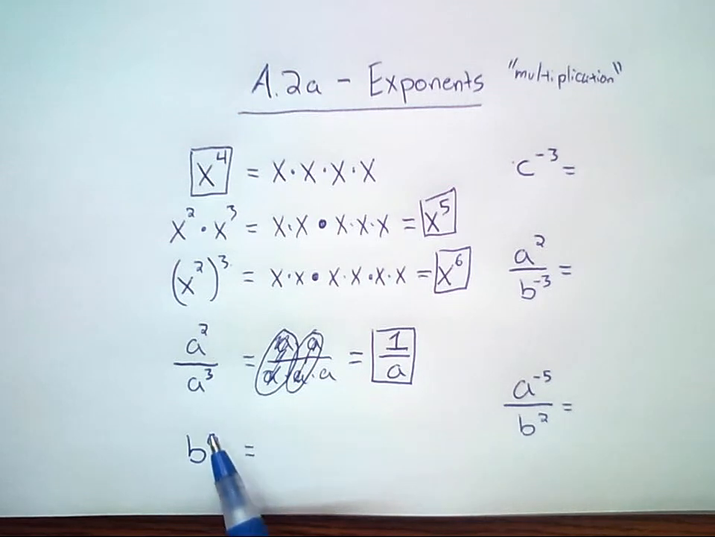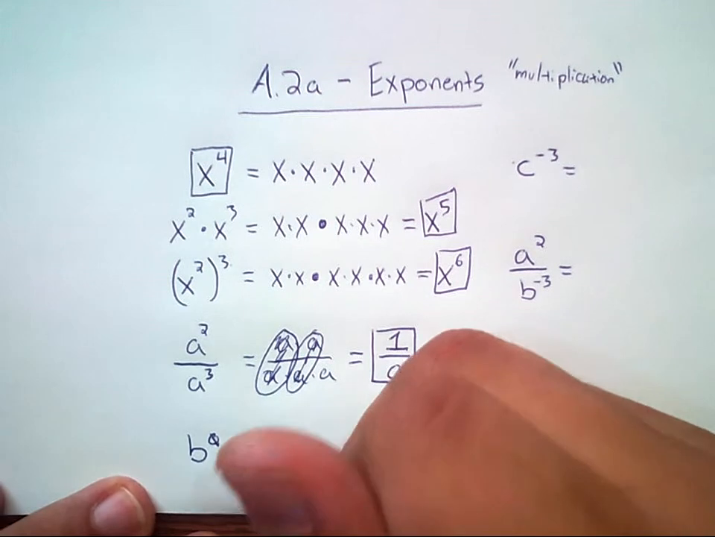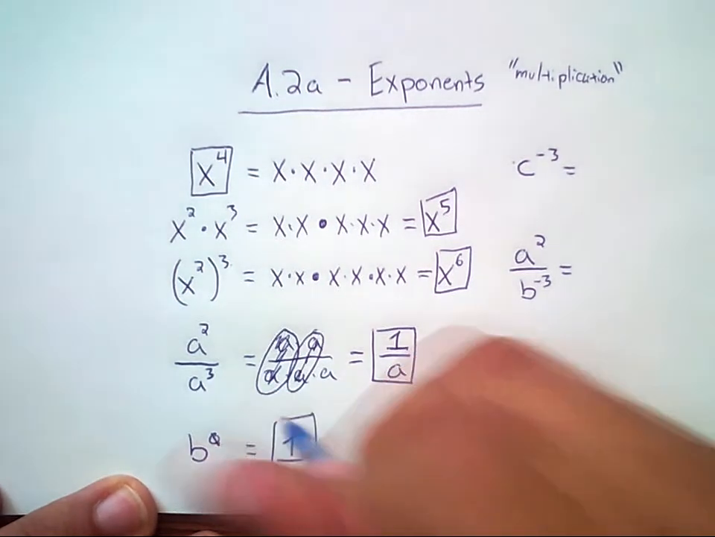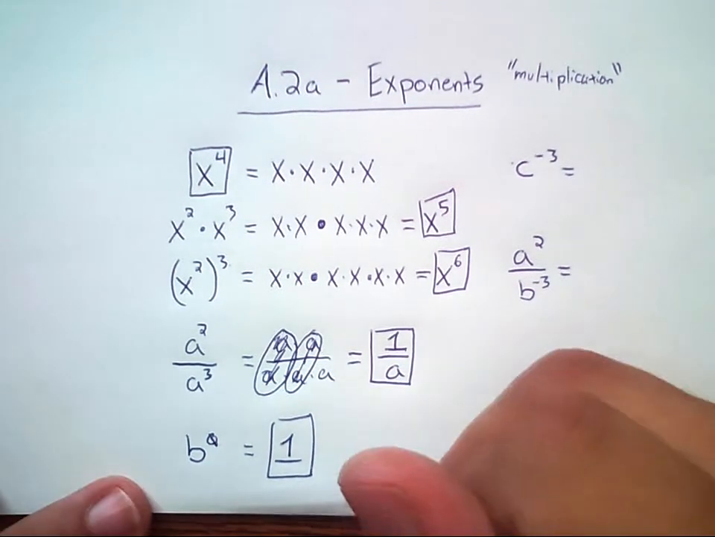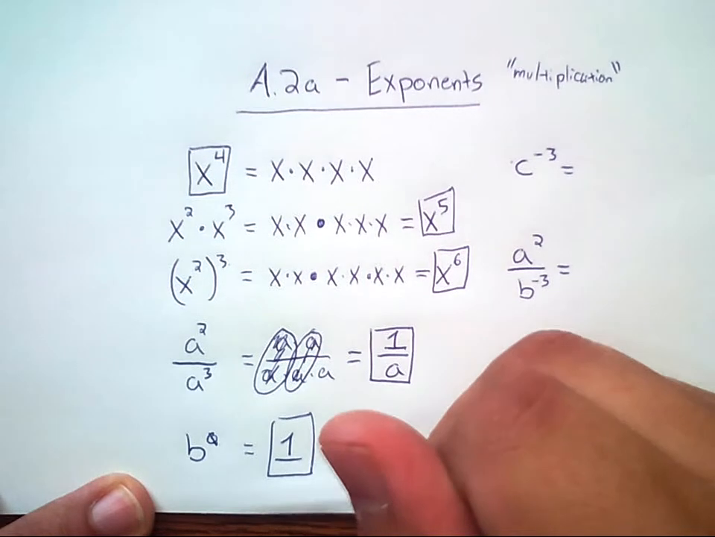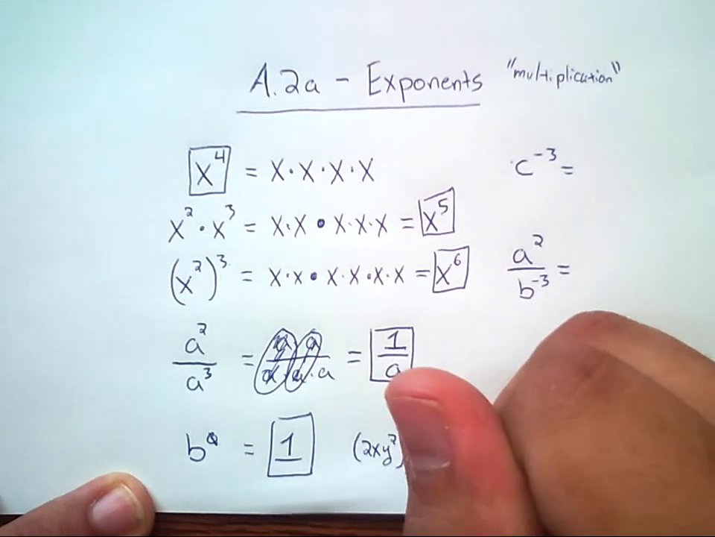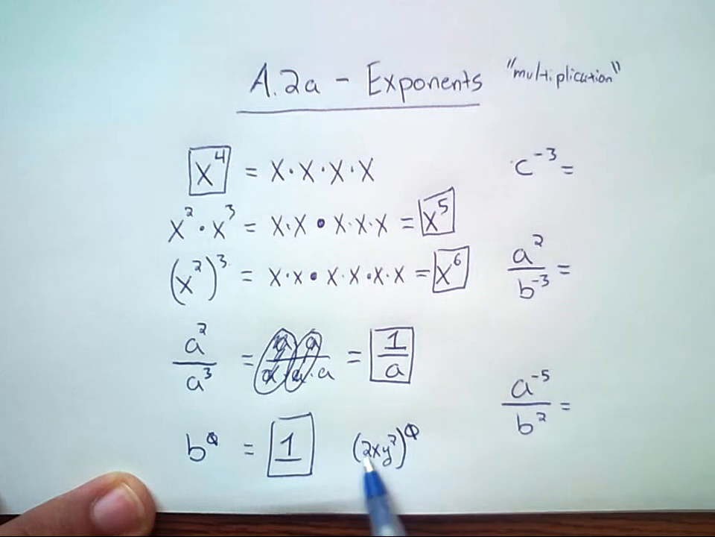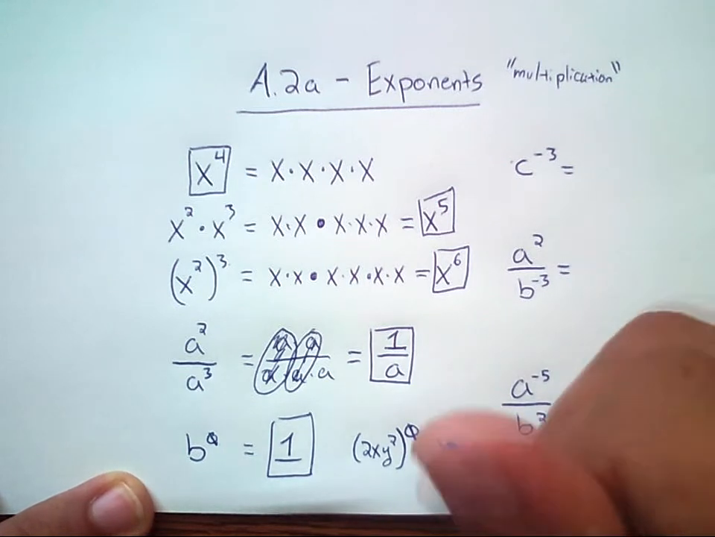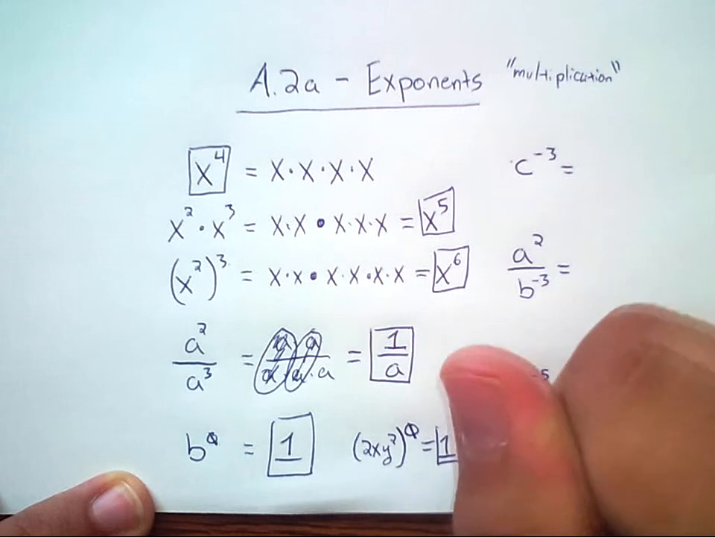Anything to the power of 0 is 1. And they love to sneak it in here. I'm going to do a little bit of an extra example. So if you see something like 2xy squared to the power of 0, all of this, because you need to repeat it 0 times. That even sounds weird as I say it, but this would also be 1.